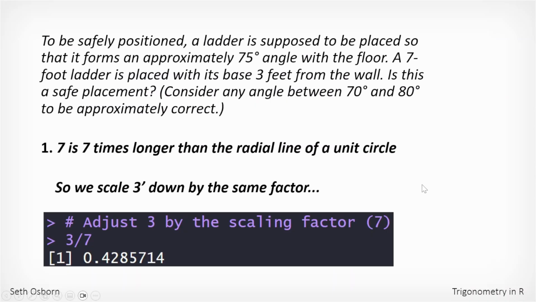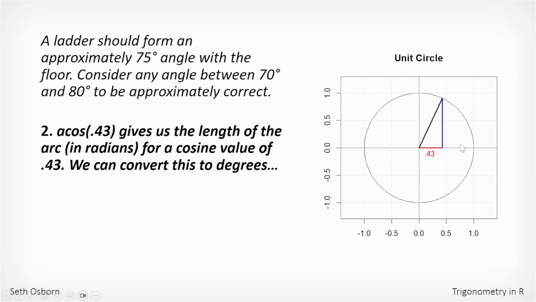Okay, so 7 is 7 times longer than the radial line of a unit circle because, well, we're going to be dividing 7 by 7 in order to make it 1. That means we've got to scale 3 feet down by the same factor. You could do that in R or any way you want. It comes out to about 0.43. 3 divided by 7 is 0.43 approximately.